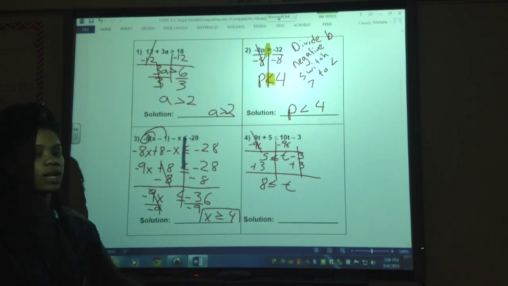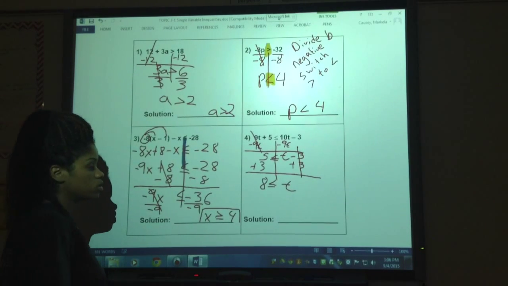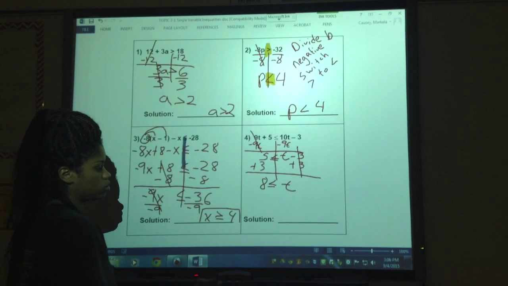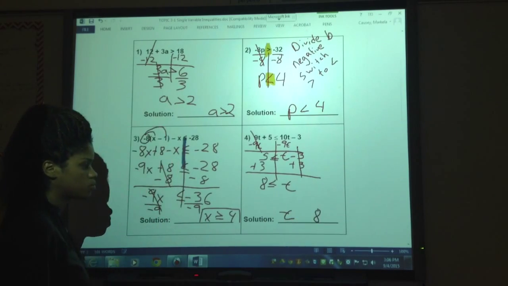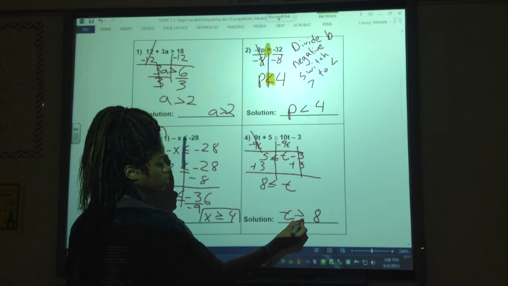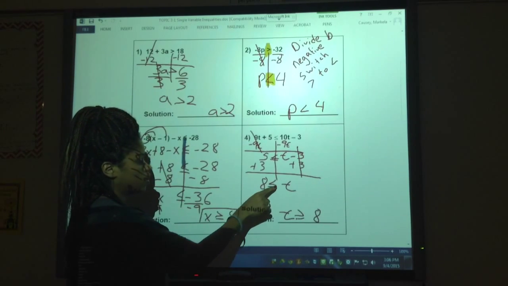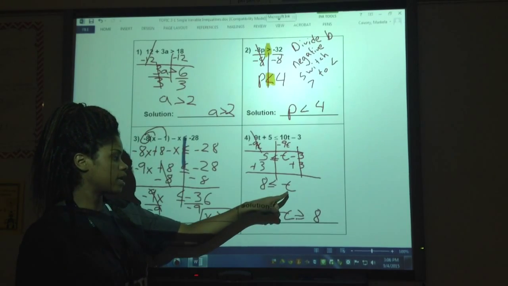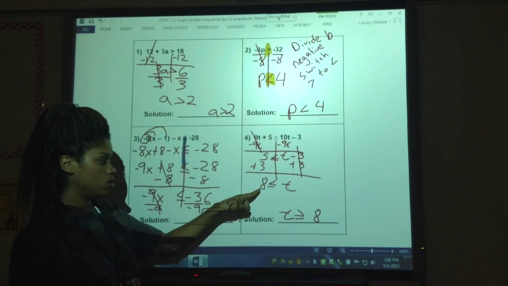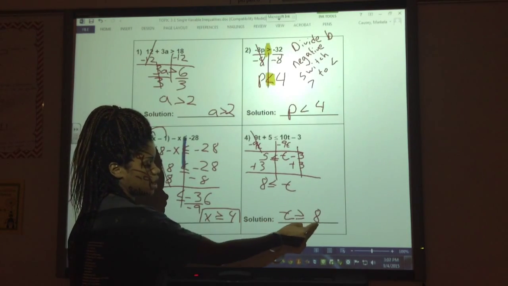Now leaving your answer like that is okay. But sometimes on a multiple choice, most of the time they have the variable first. So if I write my answer with the variable first, I'm going to have to switch my inequality. Because remember, the inequality opens to the largest number. So this is saying that t is larger than 8. So when I write it, t needs to be larger than 8 also.